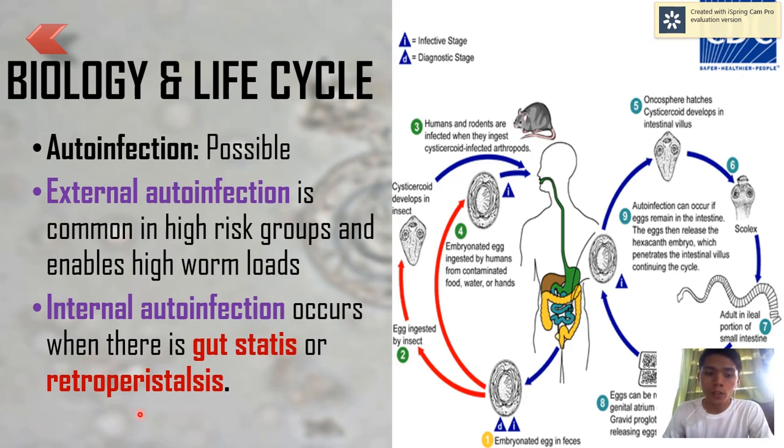And tungod sa retroperistalsis, mabilin ang egg. Kay tungod, di ba, reverse man. Dapat peristalsis pagawas. Pero pasulod man, so mabilin ang egg. And that egg, di ba, infective dayon siya immediately. And that egg will eventually hatch inside the small intestine and then continue the same cycle, generating another generation of worms inside. And that may cause hyperinfection.